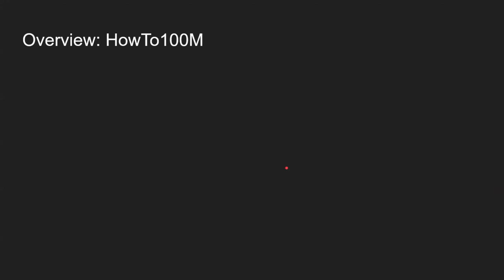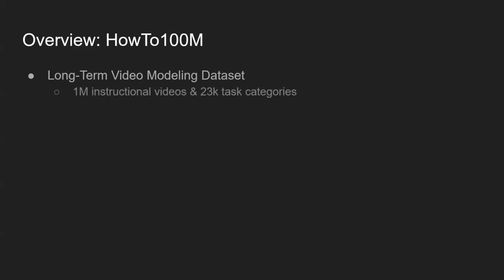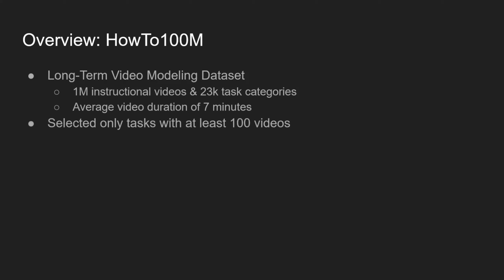Now, they also evaluated Timesformer on HowTo100M. It is a long-term video modeling data set with 1 million instructional videos across 23,000 task categories. The average video duration was 7 minutes. They selected for their experiments only tasks that had at least 100 videos, which left them with 120,000 videos across 1,059 task categories. They randomly selected 85,000 for training and 35,000 for test.